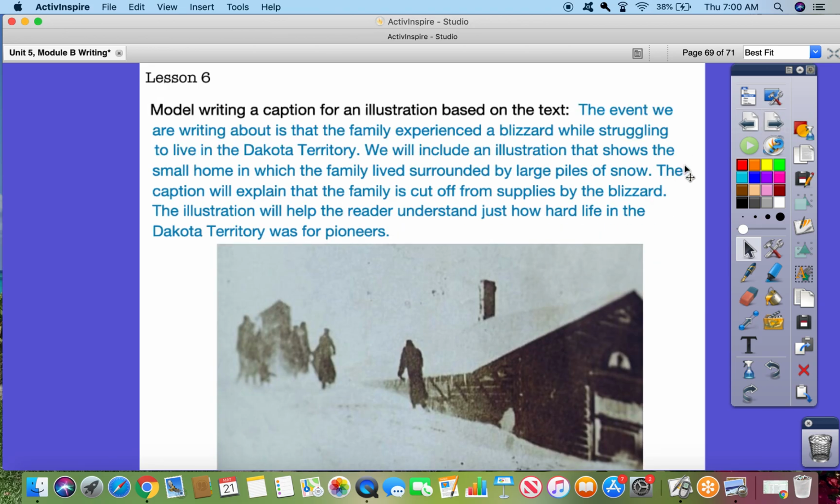Okay, so if we were to write a caption for an illustration based on the text, the event we are writing about is that the family experienced a blizzard, or a bad snowstorm, while struggling to live in the Dakota Territory. We will include an illustration that shows the small home in which the family lives surrounded by large piles of snow. The caption will explain that the family is cut off from supplies by the blizzard. The illustration will help the reader understand just how hard life in the Dakota Territory was for pioneers.